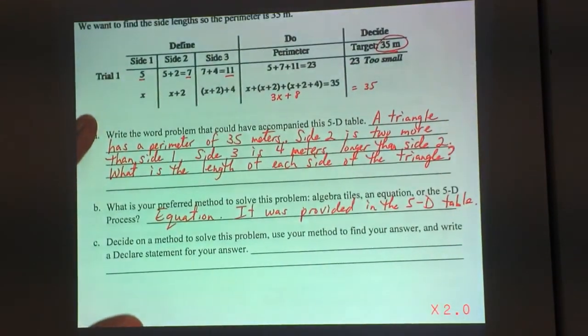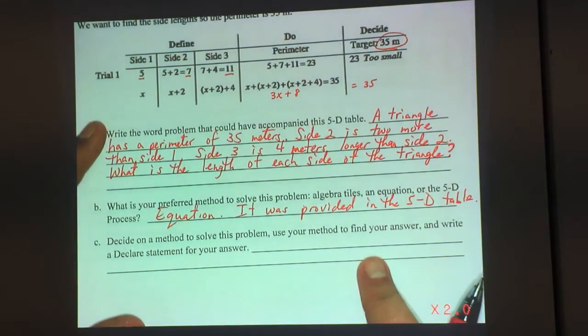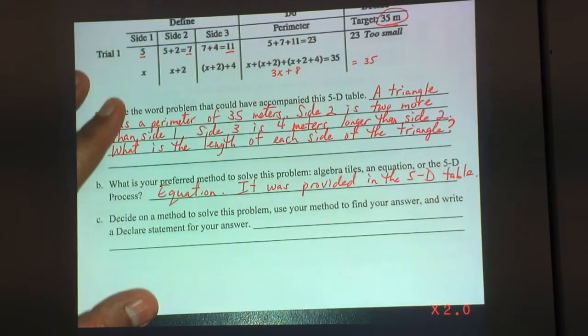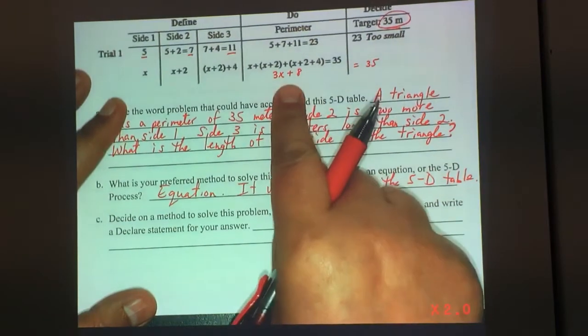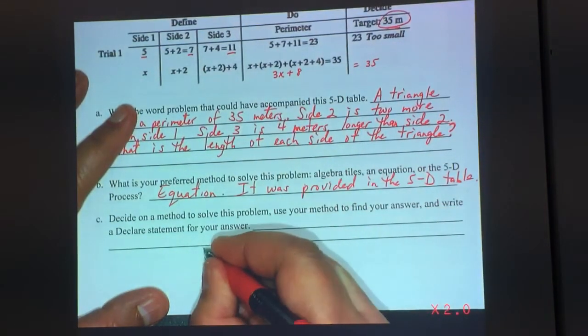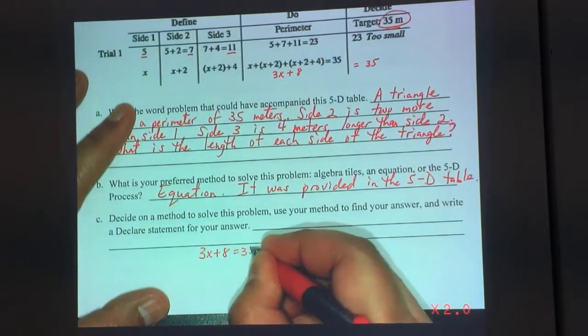So it says, decide on a method to solve the problem. Use your method to find the answer and write your declare statement. So here's where we're going to put our final answer. So we're going to show our work down here, actually, you guys. So I'm taking the equation from up here. This 3x plus 8 equals 35.